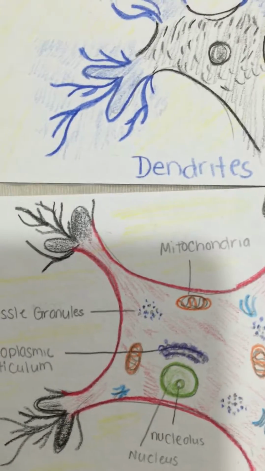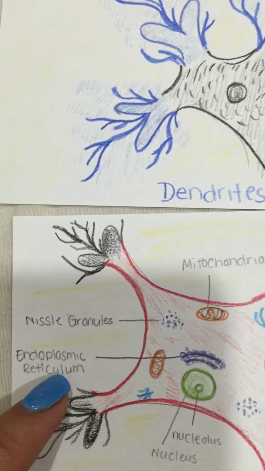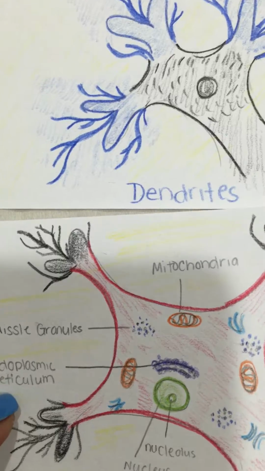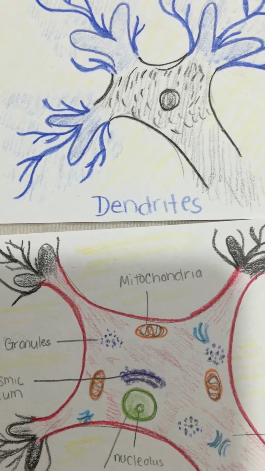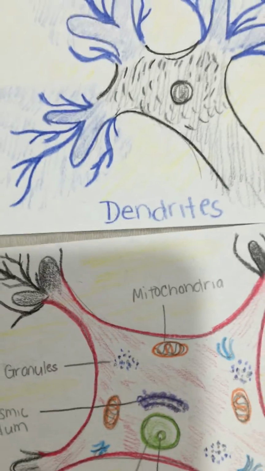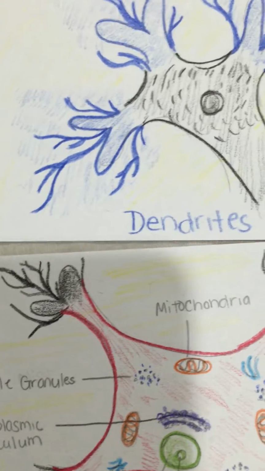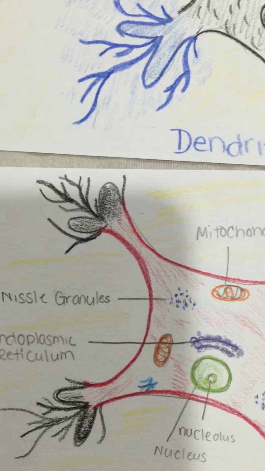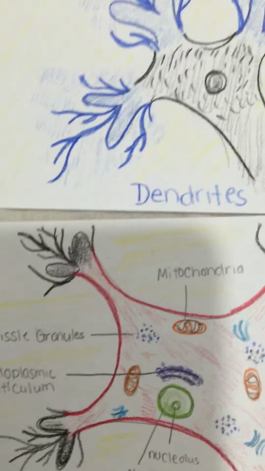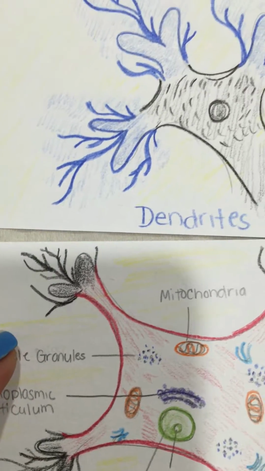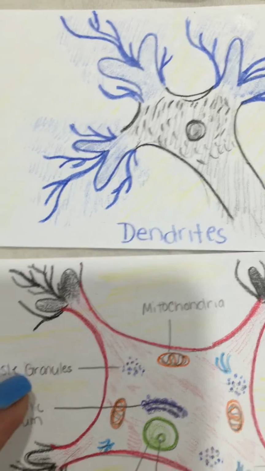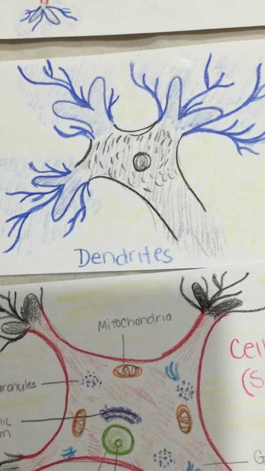We have the smooth ER and the rough ER, and that's a system of tubes for the transportation of materials within the cytoplasm. It's important for protein synthesis. The Nissl granules is a group of ribosomes used for protein synthesis.